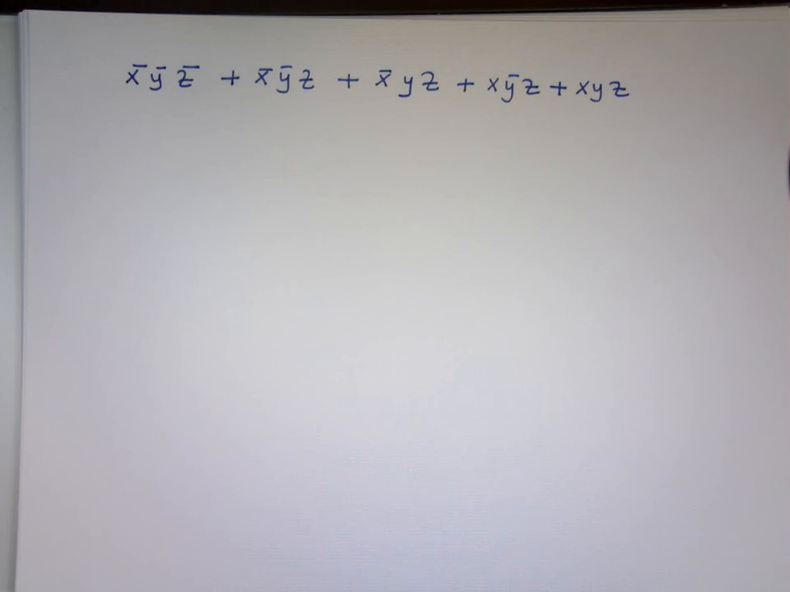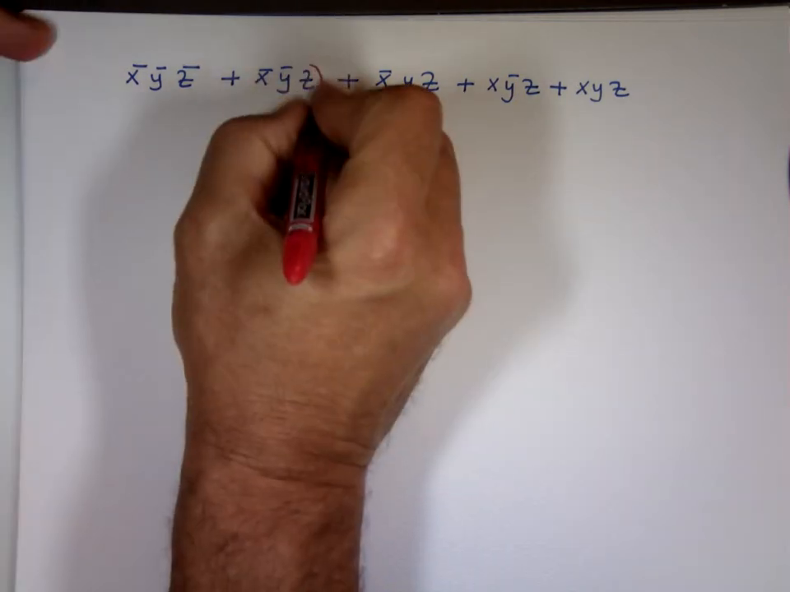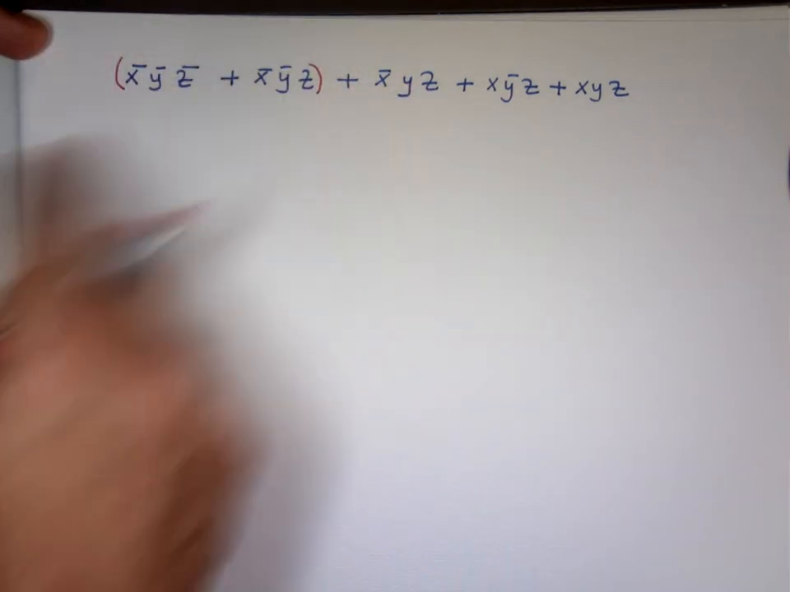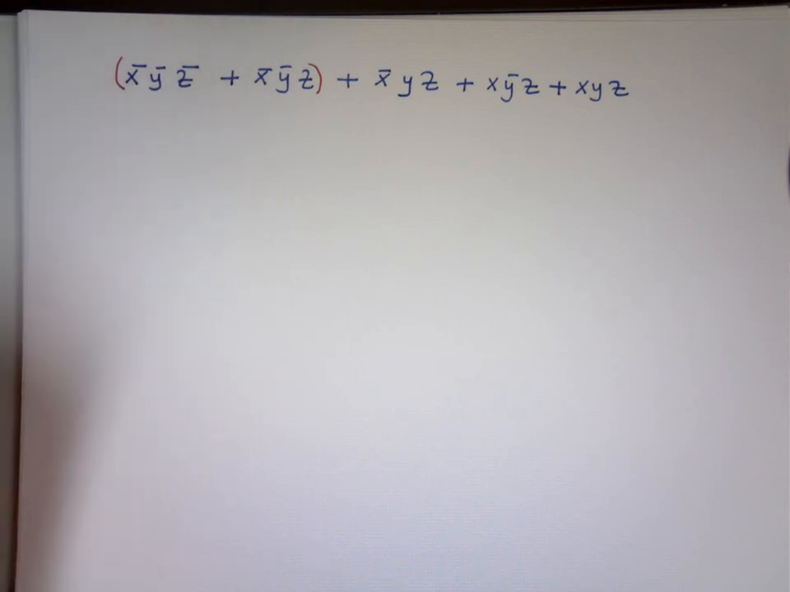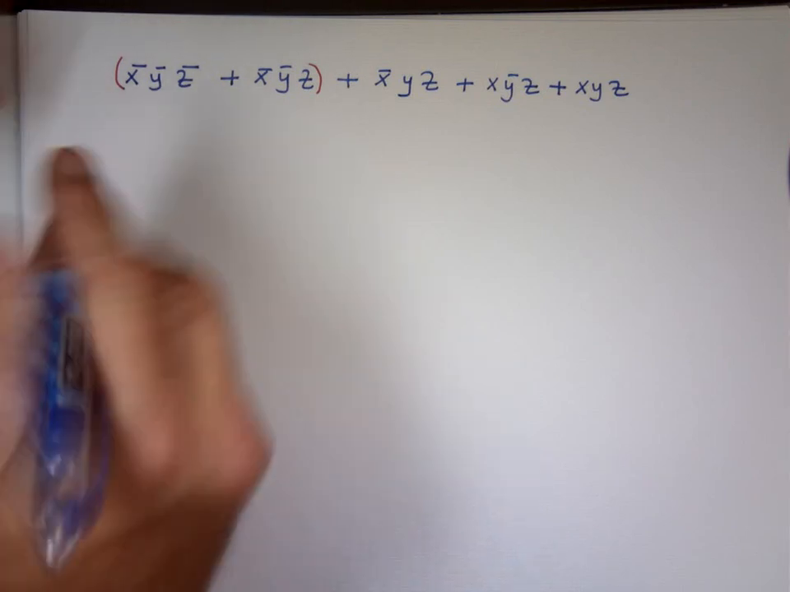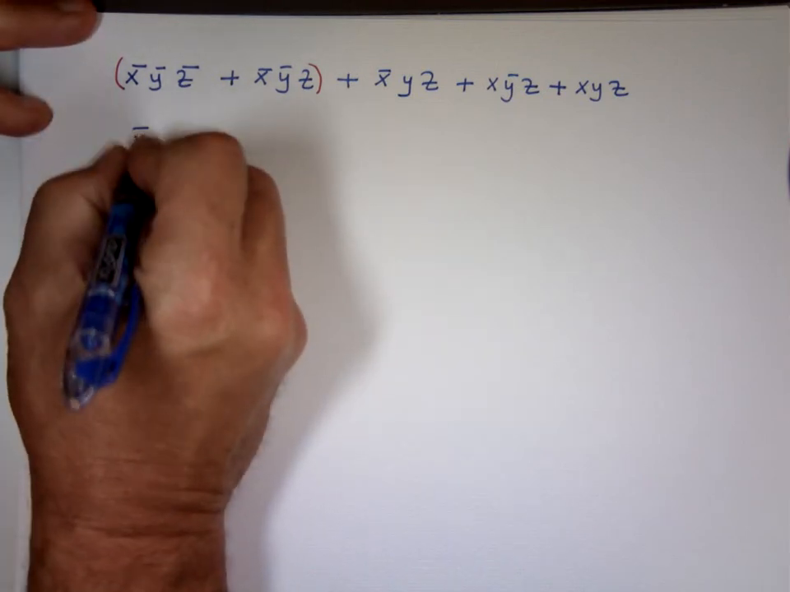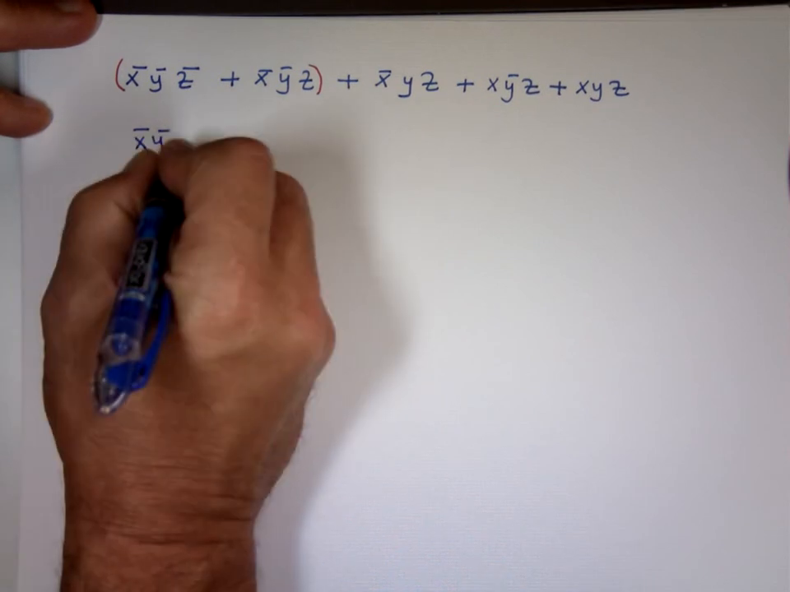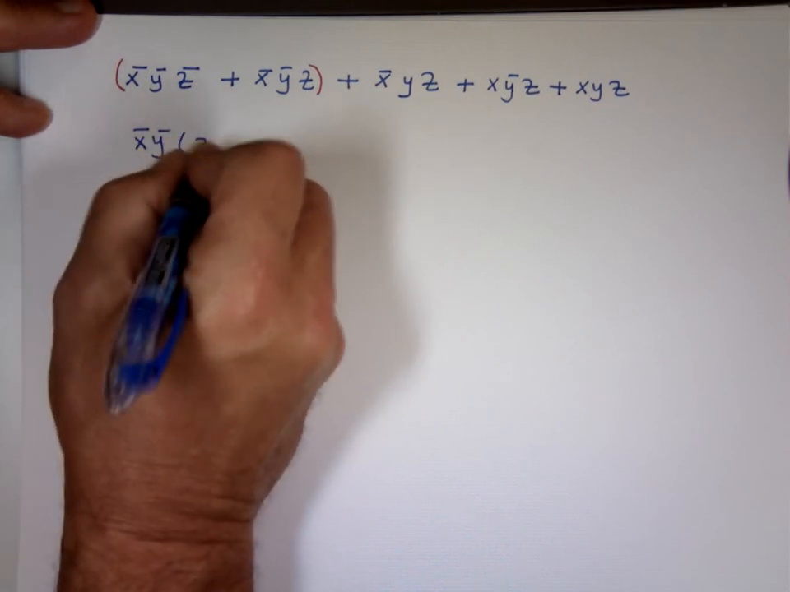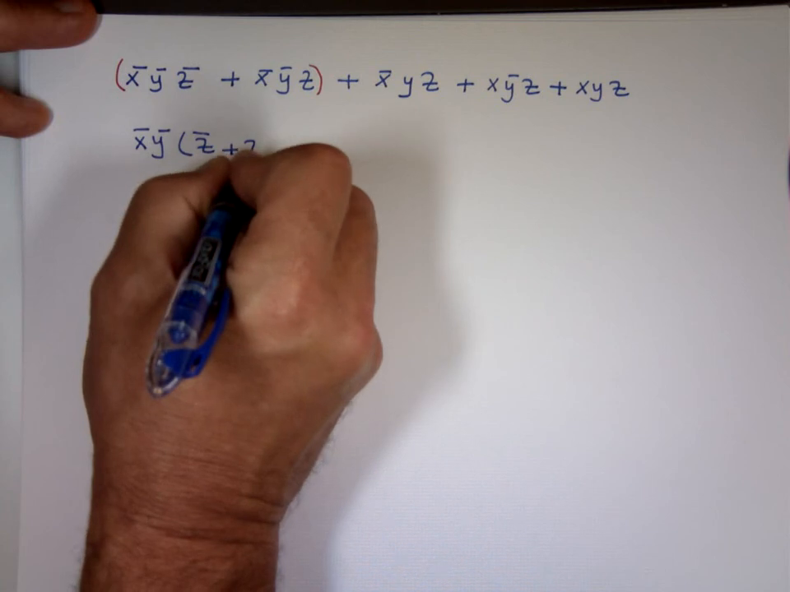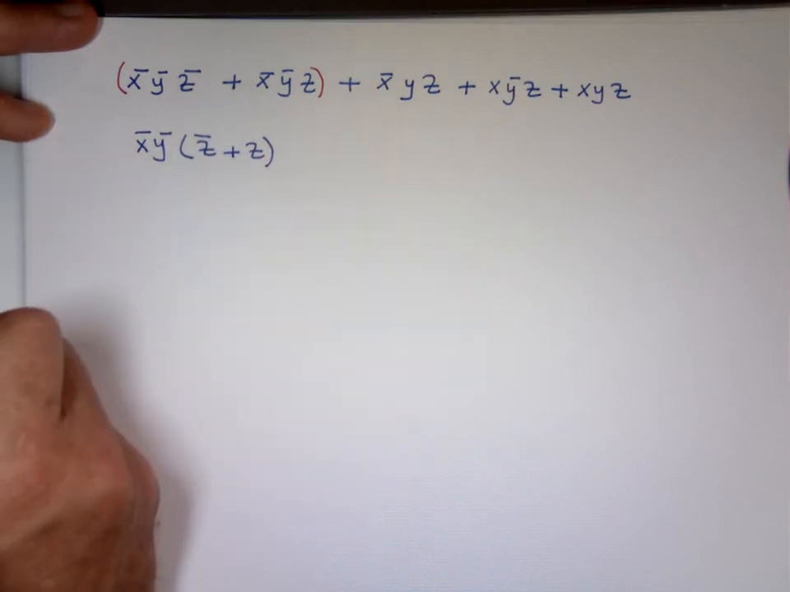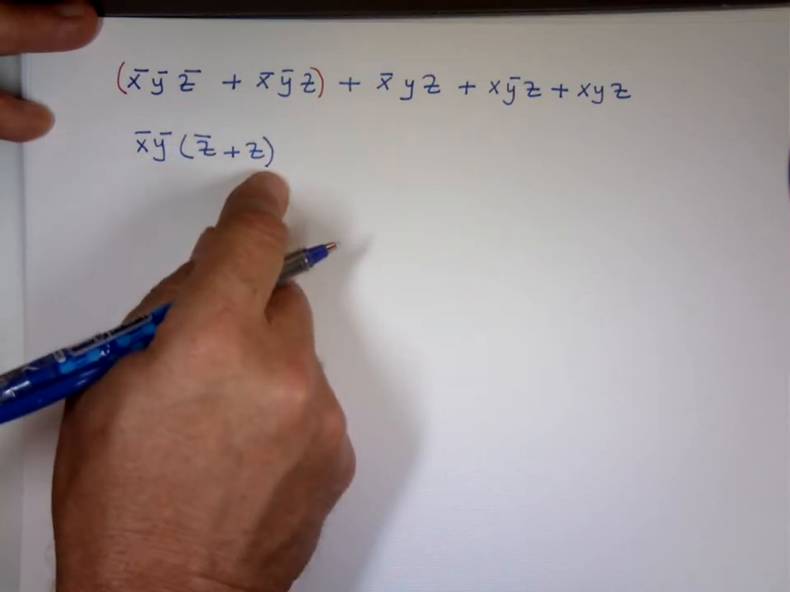Now I'm looking at the first two here. If I look at the first two, I can factor out what? X bar y bar. If I factor that out, what's left? Z bar plus z. What's z bar plus z? That's 1.